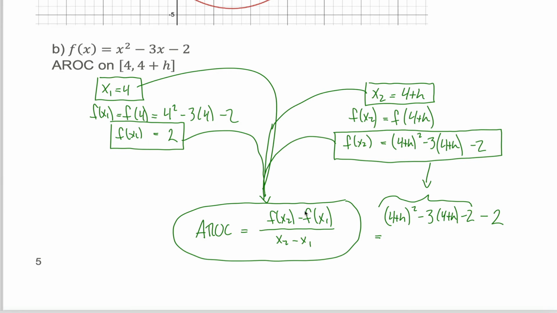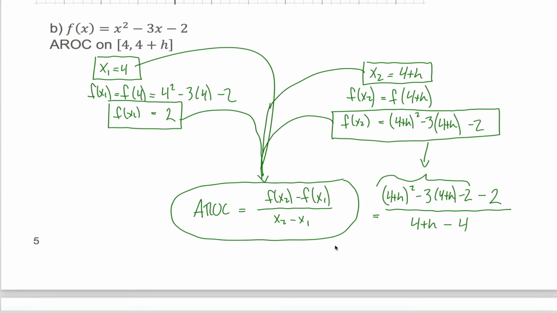That's your answer? No, that's just the top. That's f of x2 minus f of x1. I still need to divide that by x2 minus x1. What's x2? x2 is 4 plus h. So I have 4 plus h. And from that, I want to subtract x1, which is 4. So I got 4 plus h minus 4.